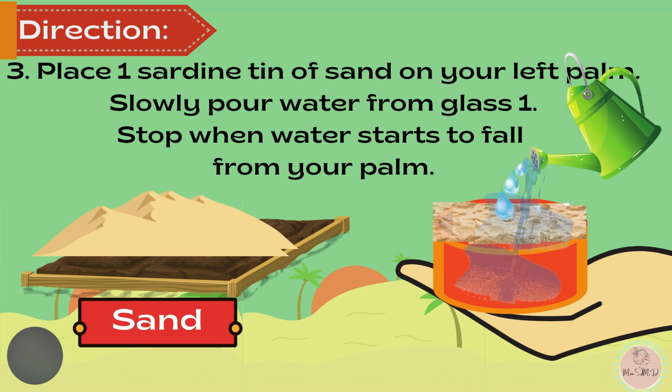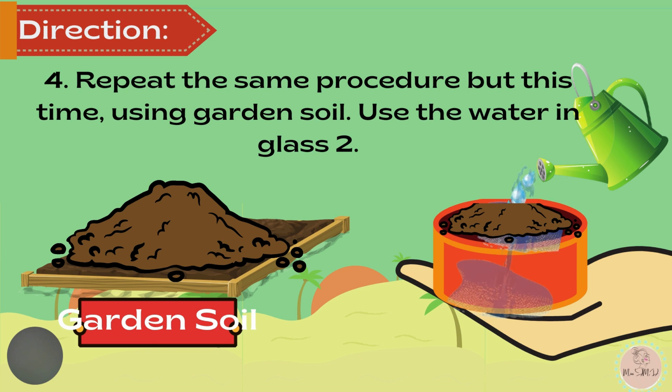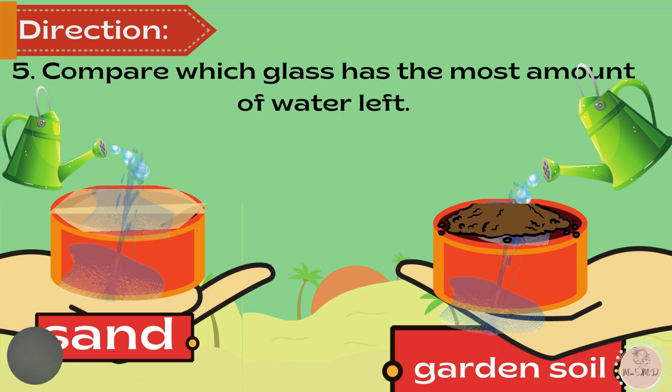Number 3, place one sardine tin of sand on your left palm. Slowly pour water from glass 1. Stop when water starts to fall from your palm. Number 4, repeat the same procedure, but this time using garden soil. Use the water in glass 2. Number 5, compare which glass has the most amount of water left.